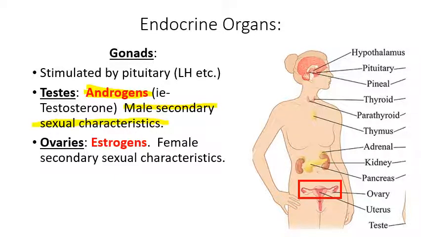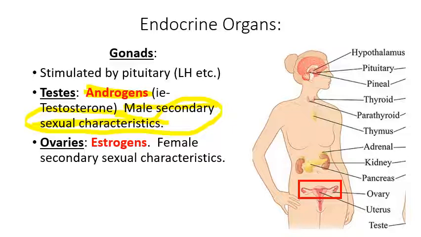Male secondary sexual characteristics. If you're a biologist, you know what a secondary sexual characteristic is. The biological definition of a secondary sexual characteristic is some feature that an organism has that distinguishes it as a male or a female, but which is not directly involved in reproduction. So it's some external feature that a male will have versus a female that distinguishes it as a male or a female.